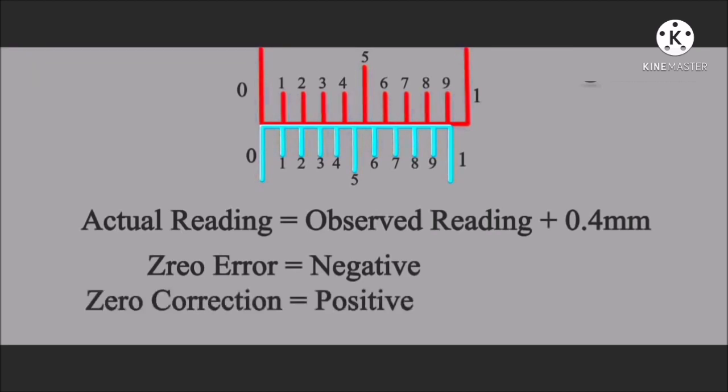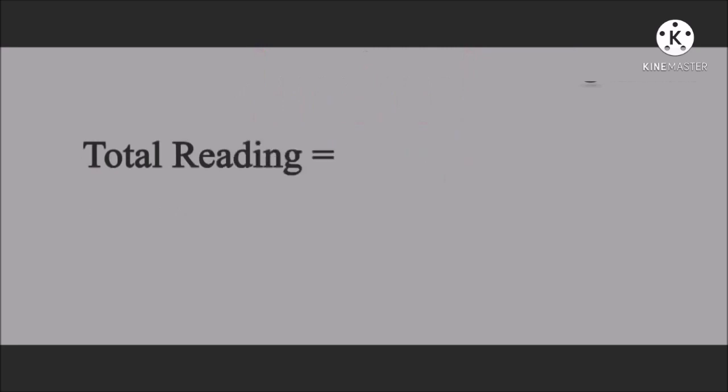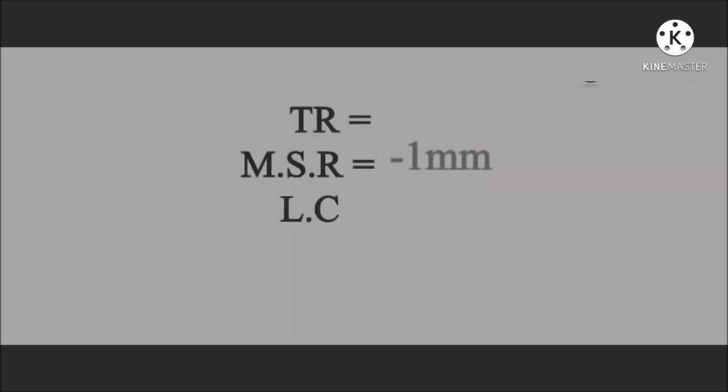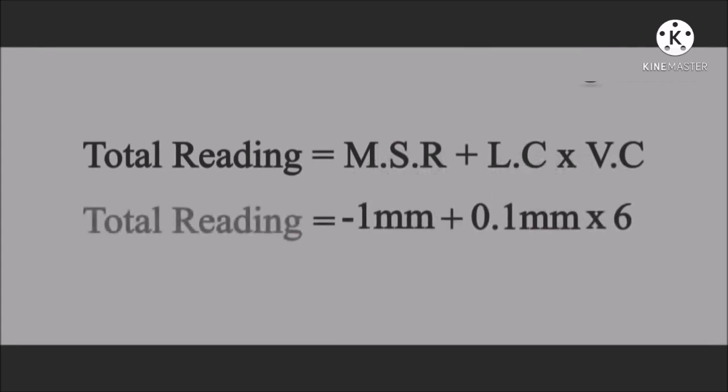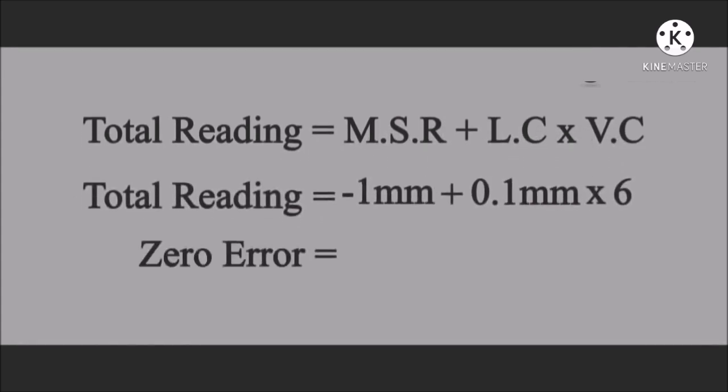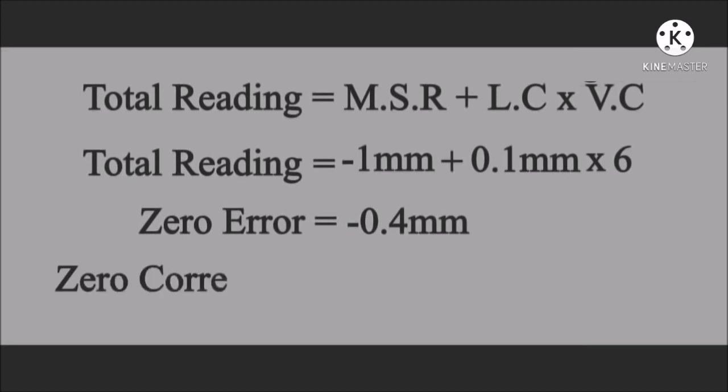Thus, total reading is equal to main scale reading plus vernier coincidence into least count. Here, main scale reading is equal to minus 1 millimeter, least count is equal to 0.1 millimeter, vernier coincidence is equal to 6. Therefore, error is equal to minus 0.4 millimeter and the correction is plus 0.4 millimeter.